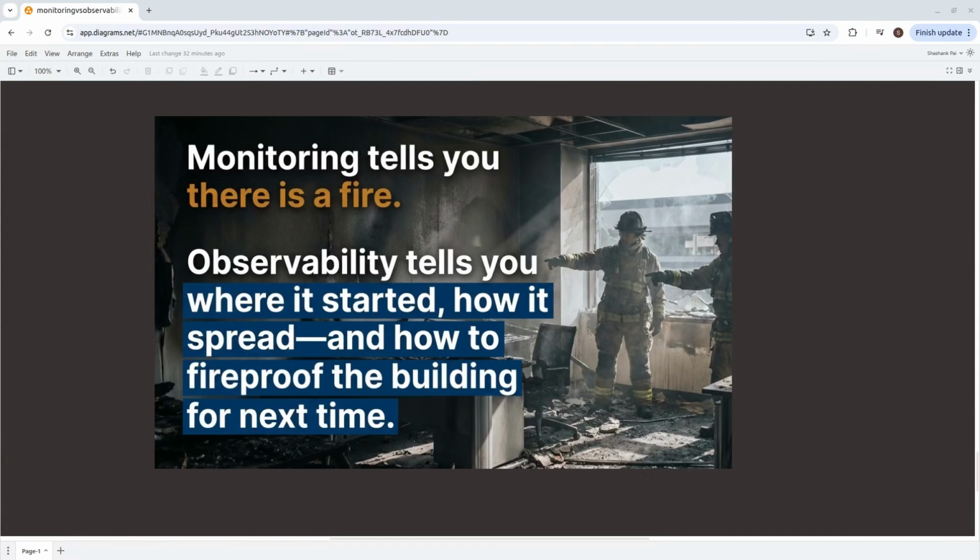Looking at the real world example, we were able to come to a conclusion that monitoring tells you there is fire, whereas observability tells you where it started and how to prevent it next time. So, in modern systems, knowing something is broken is just the beginning. Understanding why, that's where observability wins.